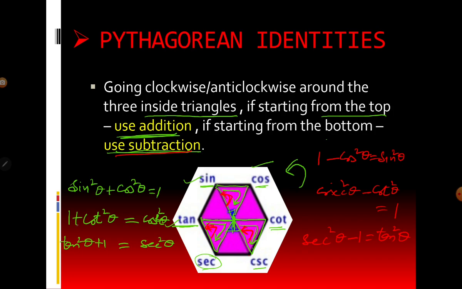Here I wrote 1 plus tan square theta, 1 plus cot square theta is equal to cosecant square. Here I am writing cosecant square minus cot square, so we'll get 1. Both are the same. The only thing is here I am using my direction from top to bottom, and here I am going from bottom to top. From top to bottom it is plus, and from bottom to top it will be subtraction. So by using this one simple super hexagon, we can find our Pythagorean identities.